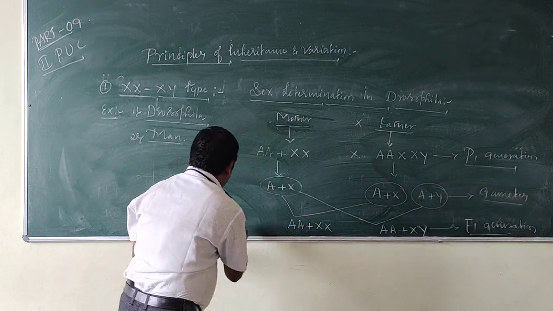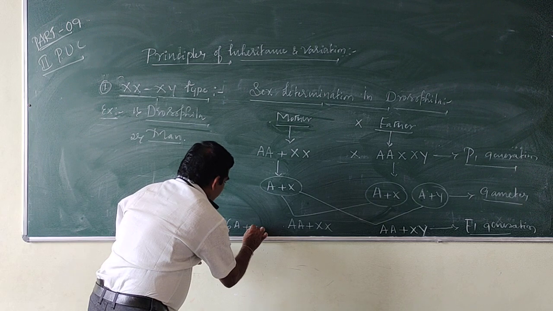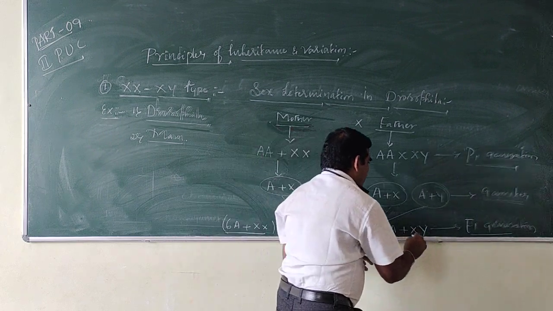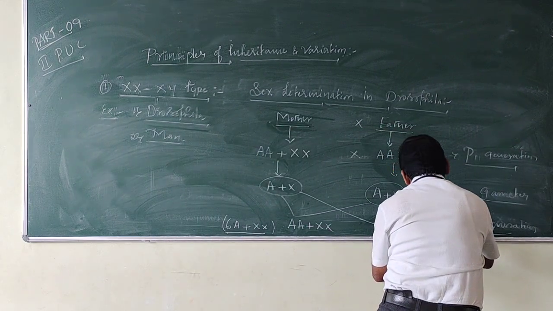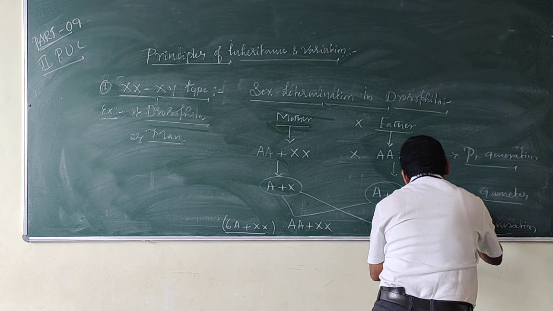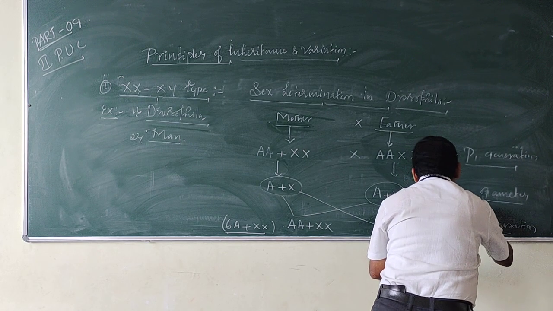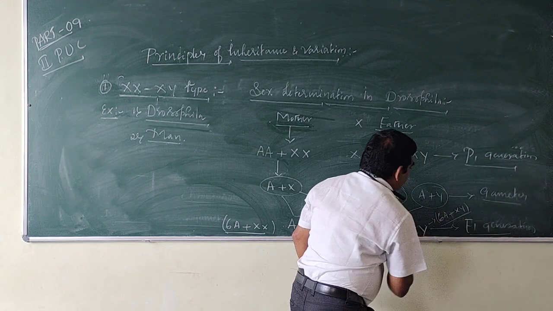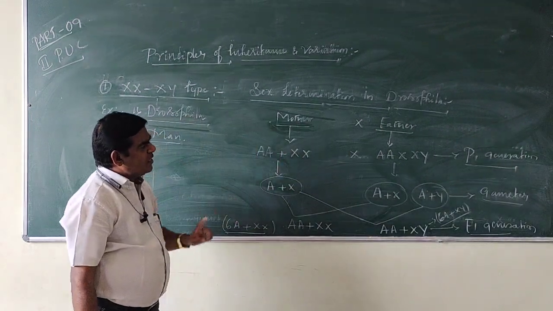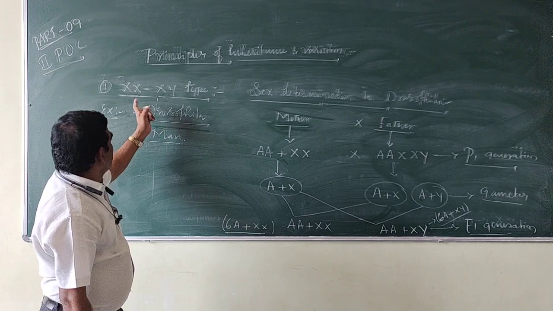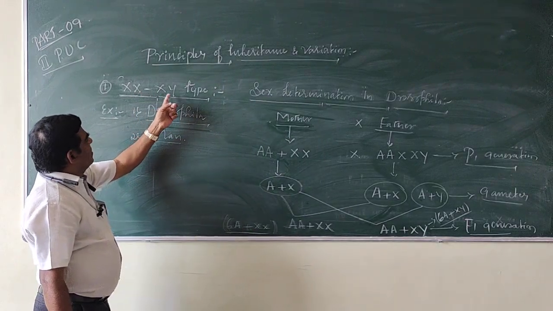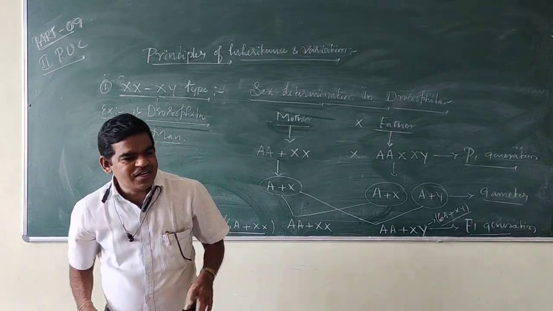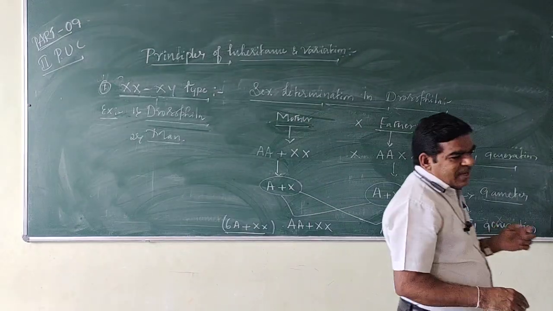F1 generation: 6A plus XX, 6A plus XY, 6A plus XY. This is the sex determination in Drosophila. In Drosophila, the sex determination is XX and XY type. This is male heterogamety. So next class I will discuss sex determination in man.